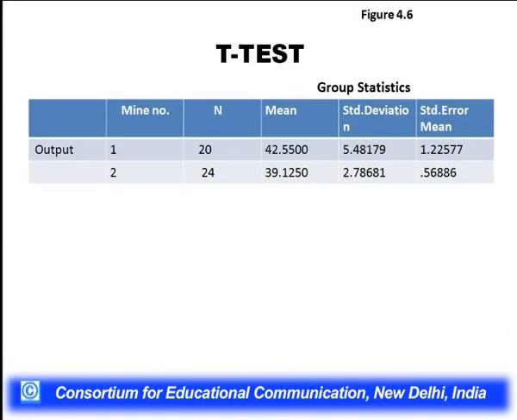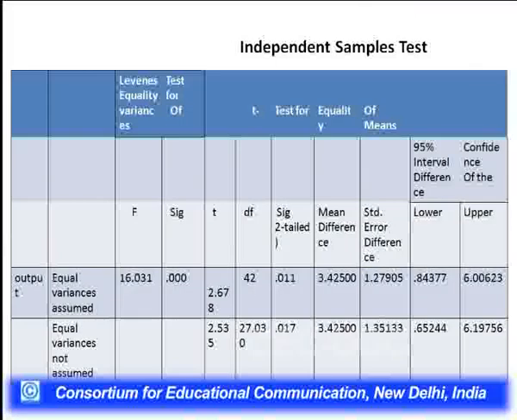The output shows that there are two mines, mine 1 and mine 2. The number is 20 for mine 1 and 24 for mine 2. You can see the mean of both: 42.5 for mine 1 and 39.12 for mine 2. The standard deviation in the case of mine 1 is 5.4, whereas the standard deviation for mine 2 is 2.7. The standard error for the first is 1.2, whereas for the output is 5.6.